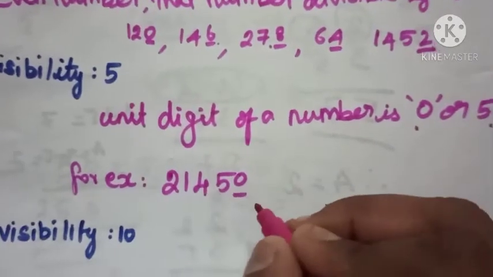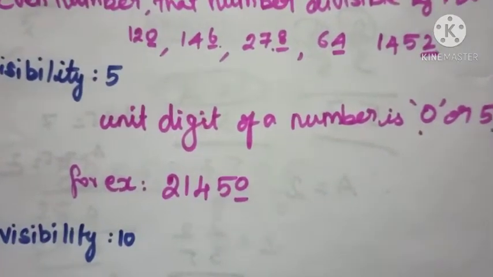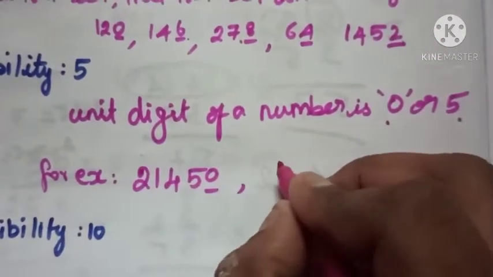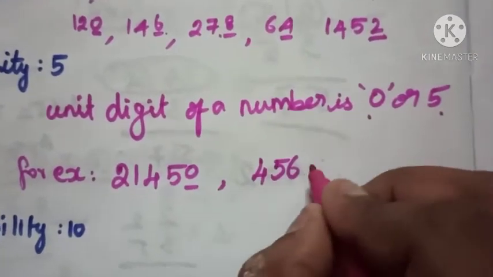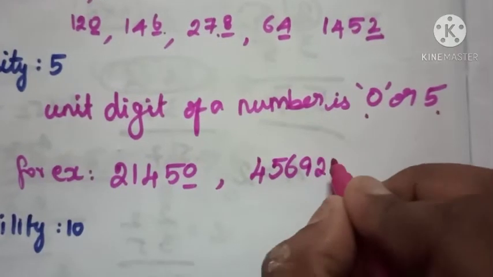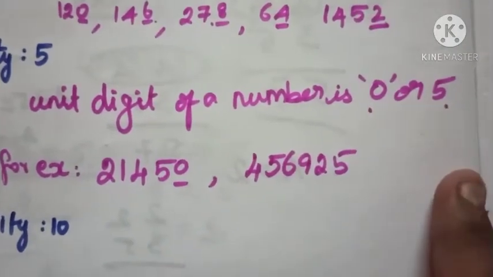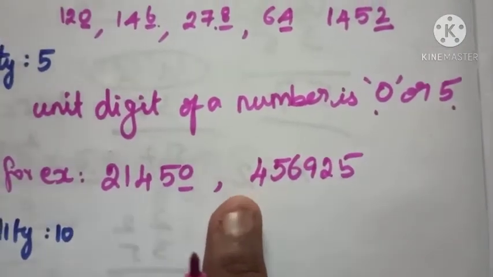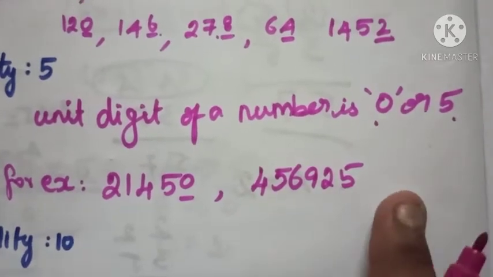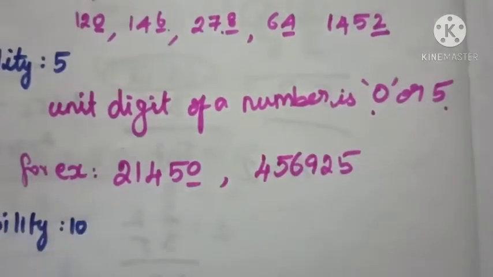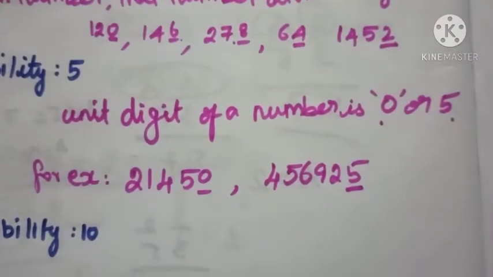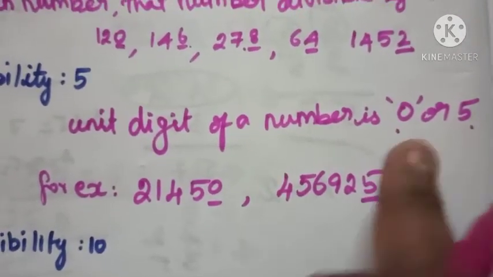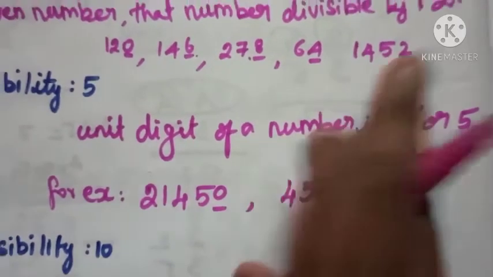A number ends with 0, this one is divisible by 5. The same way, 4,56,925. So how many digits? It reaches lakhs itself. You need not divide and check, just see the unit digit. The unit digit of your number is 5, so compulsorily this whole number is divisible by 5.